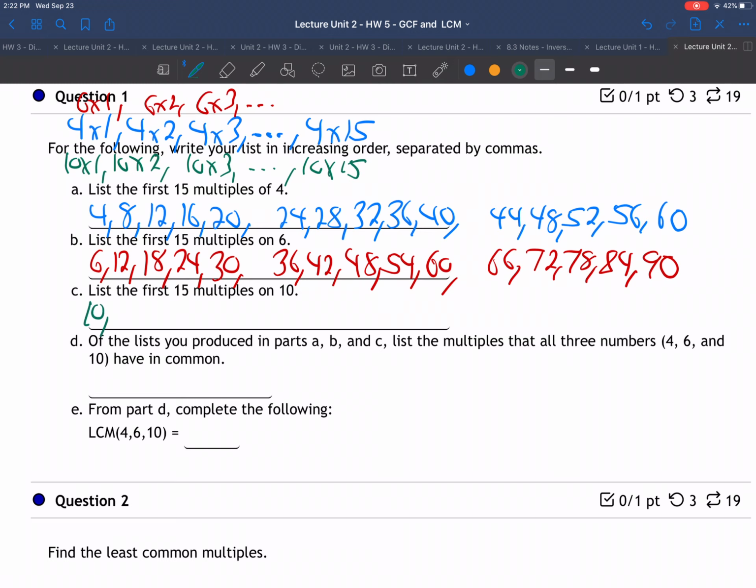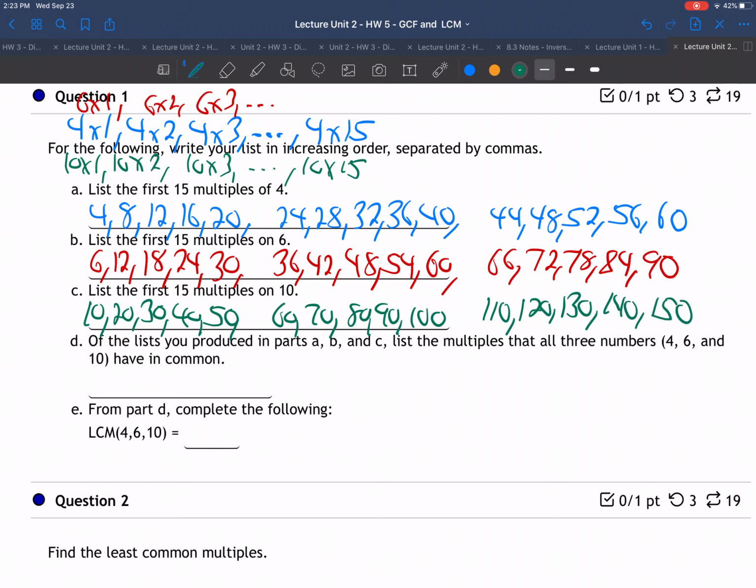So that'd be 10, 20, that's pretty easy, 30, 40, 50, 60, 70, 80, 90, 100, 110, whoops, I messed that up, 120, 130, 140, 150. Okay, so I did the first 15 multiples of 4, 6, and 10.